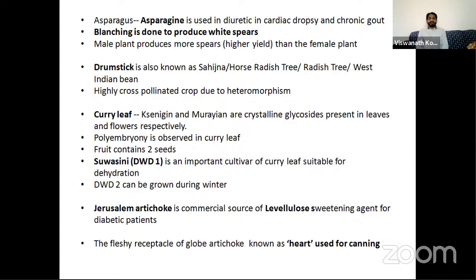It is an important curry leaf, suitable for dehydration. And DW2 can grow during winter. So the low temperature tolerant variety of curry leaf is DW2. And the Jerusalem artichoke has a chemical, it is a source of levulose, a sweetening agent used for diabetic patients. And the fleshy receptacle of globe artichoke, known as heart, is used for canning.